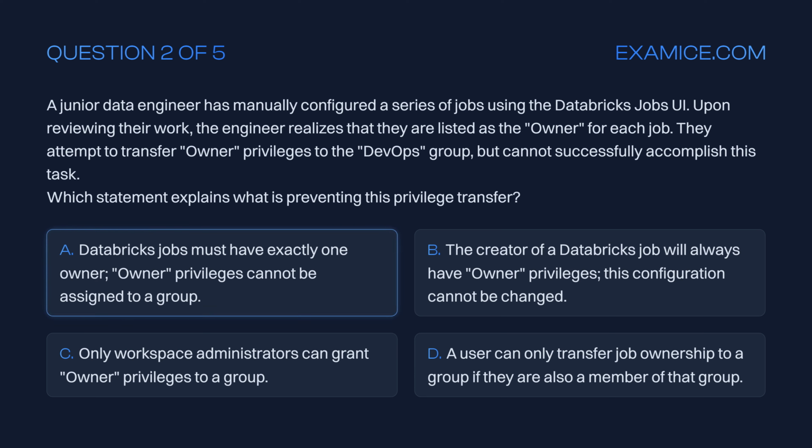Option A. Databricks jobs must have exactly one owner. Owner privileges cannot be assigned to a group. Option B. The creator of a Databricks job will always have owner privileges. This configuration cannot be changed. Option C. Only workspace administrators can grant owner privileges to a group. Option D. A user can only transfer job ownership to a group if they are also a member of that group.